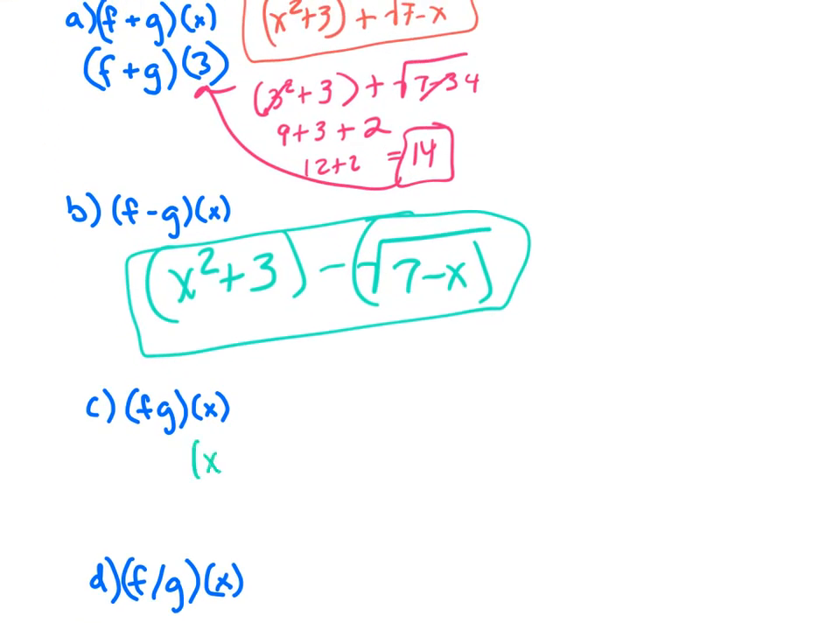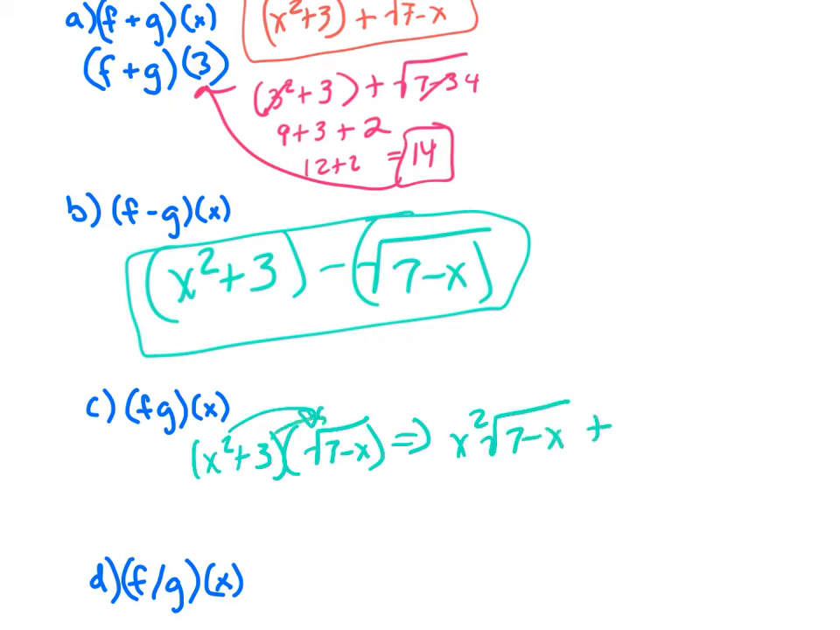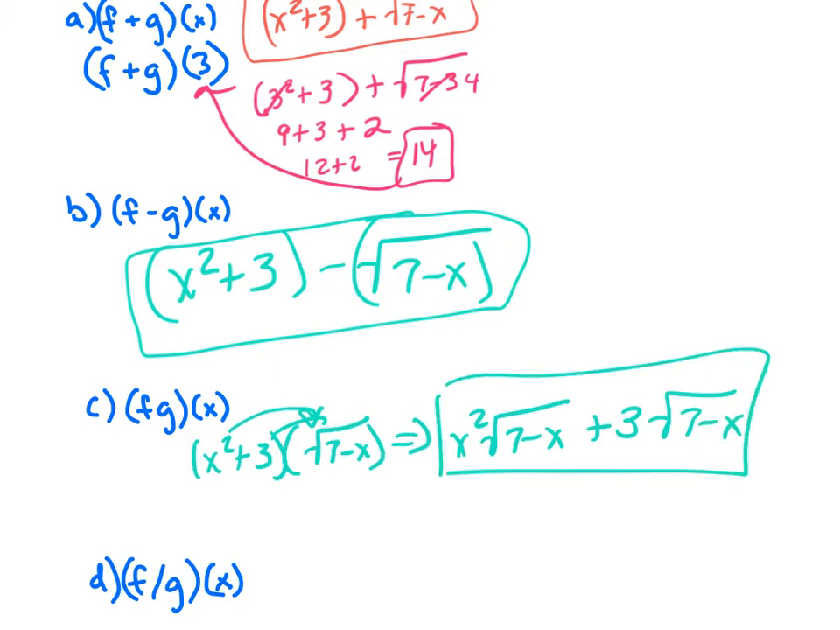So I'm going to take x squared plus 3, and I'm going to times it by the square root of 7 minus x. And when I do that, guys, you can simplify here, distribute, so you have x squared times the square root of 7 minus x plus 3 times the square root of 7 minus x. And that's fine.